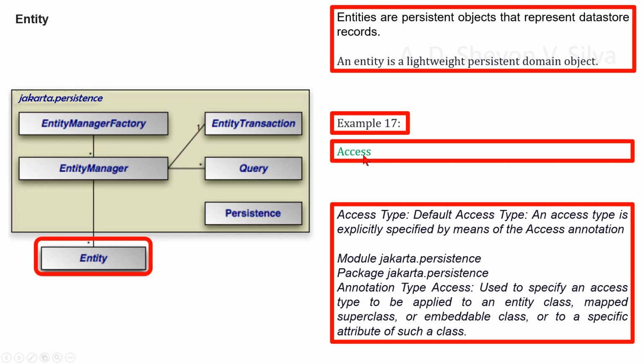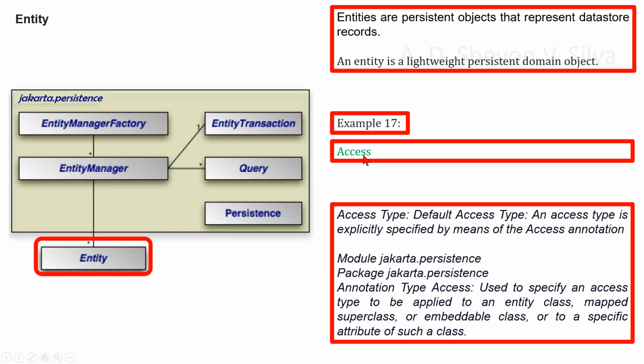When annotations are used to define the default access type, the placement of the mapping annotations on either persistent fields or persistent properties of the entity class specifies the access type as being either field-based or property-based access respectively. When field-based access is used, the object-relational mapping annotations for the entity class annotate the instance variables, and the persistence provider runtime accesses the instance variables directly.